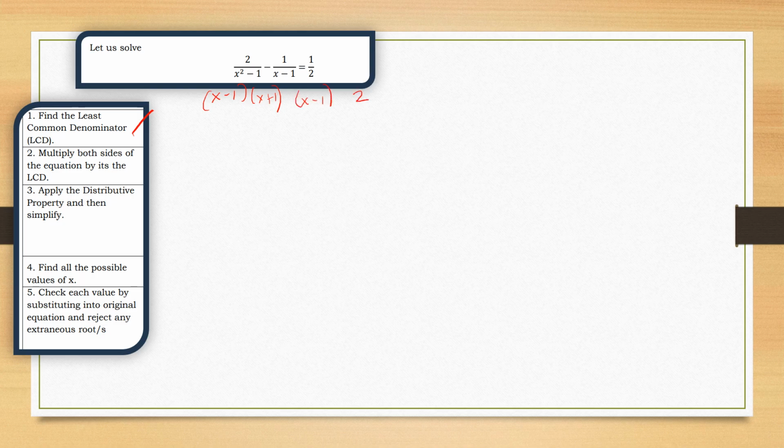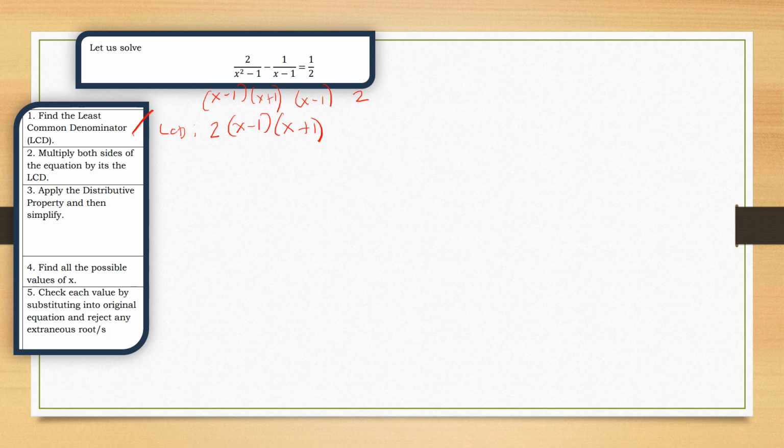Tapos, kuhanin na natin ang LCD mula diyan. Maglista na tayo. X minus 1, x plus 1. May isa pa ulit x minus 1 pero meron na akong x minus 1 dito. Okay na yon. Tapos 2. Siyempre, lista natin si 2. Much better kung ang 2 ay nasa unahan.